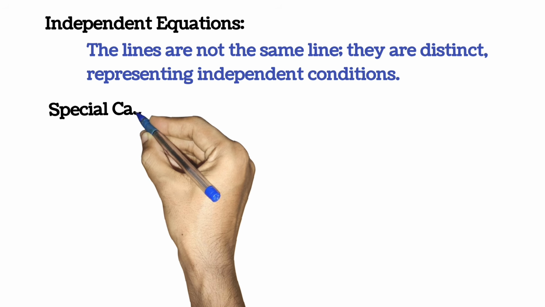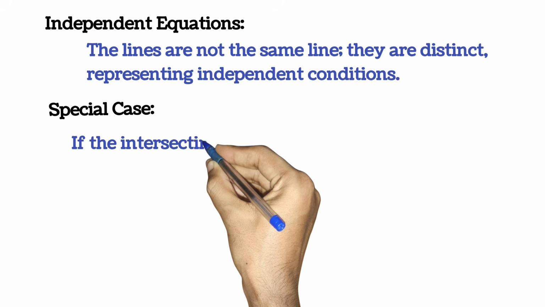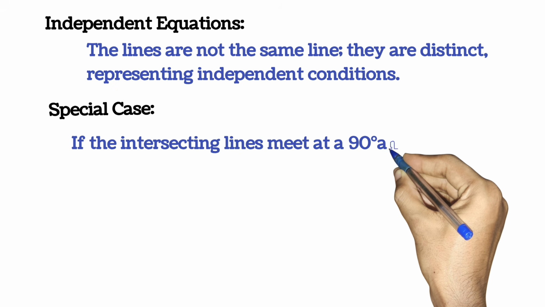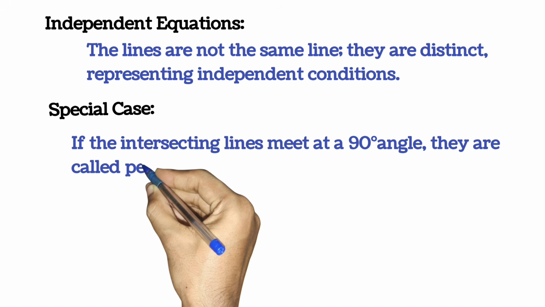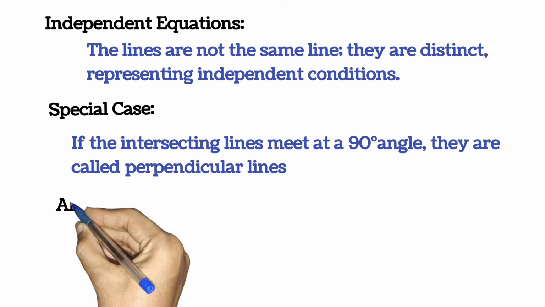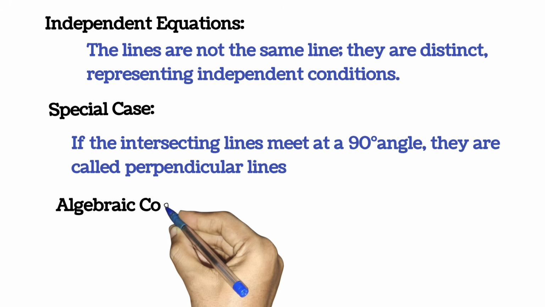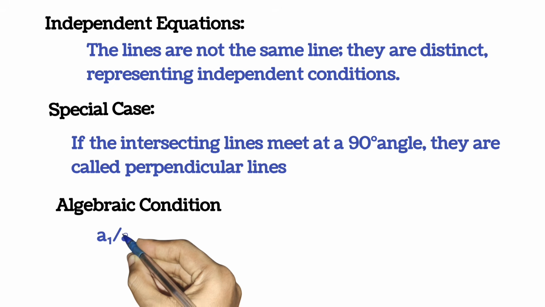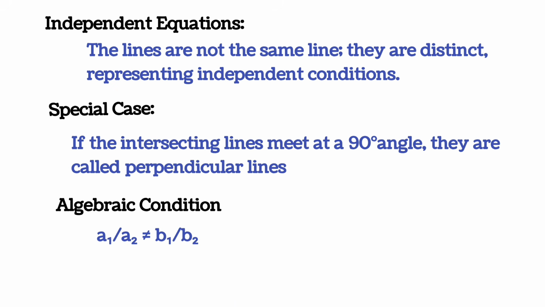Now a special case for unique solution: if the intersecting lines meet at a 90-degree angle, they are called perpendicular lines. Now the algebraic condition for a unique solution is that a1 by a2 is not equal to b1 by b2.